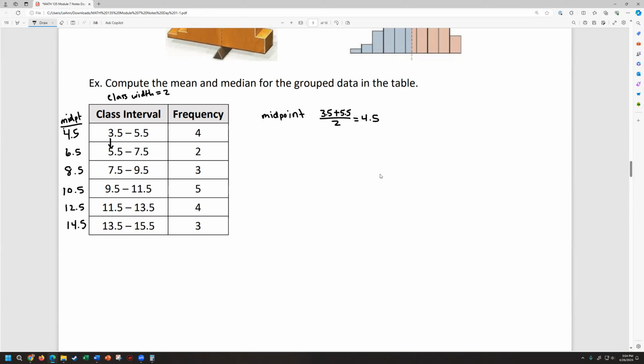All right, so the big deal about this is that this is why we are estimating, not getting an exact mean. So for the mean of grouped data, we're going to follow this generic kind of formula.